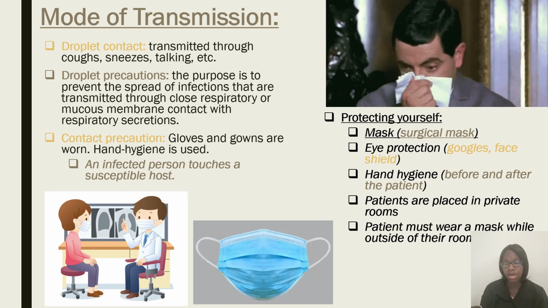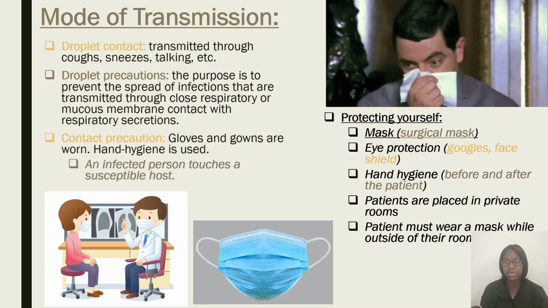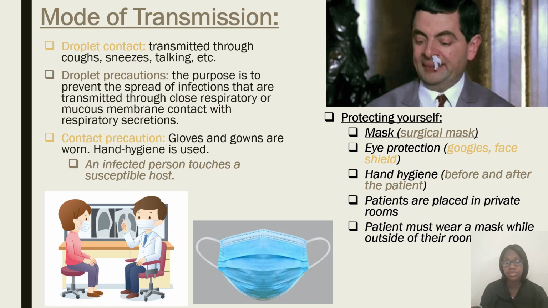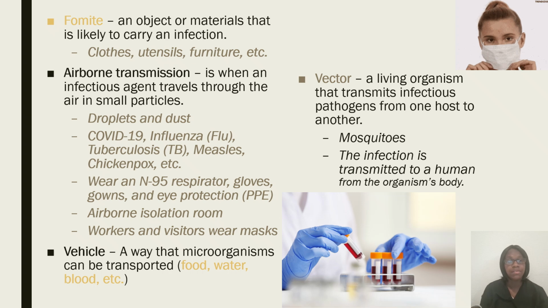Patients are placed in a private room. Whenever a patient does have to go outside of their room for a walk or go down for a radiology procedure, they must wear a mask. Then you have fomite. This is an object or material that is likely to carry an infection. These include clothes, utensils, furniture.